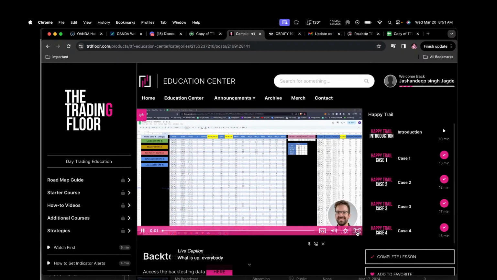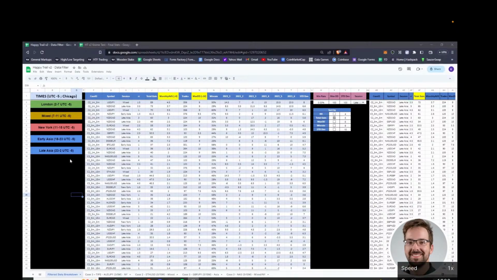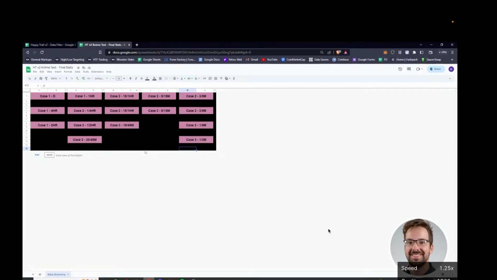What is up, everybody? So this is the Happy Trail data and backtesting breakdown. And as y'all know, we went over a lot of use cases for specifically case 1, 2, and 3. Case 4 is the old Happy Trail version, so we didn't test that. But just to give you an idea of all the cases that we ran, it was a total of 16.